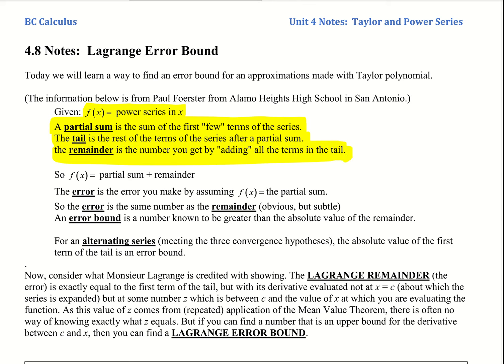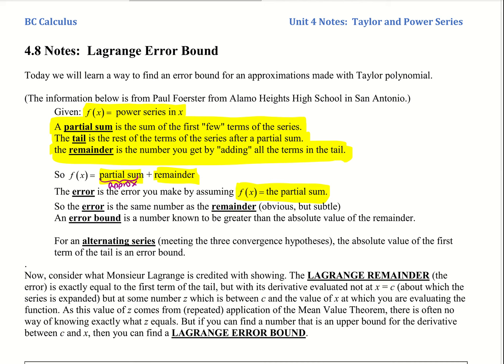Now, what we could say is that the true value of f would be the partial sum that we've got so far, plus the remainder, the sum of all of the terms in the tail. The error is the mistake, or the little bit that you're off by assuming that f of x is the partial sum. So when we talk about the partial sum, that's like our approximation. And the error is how far off we are, that approximation, from the true value of the infinite series. Now, the error is the same as the remainder because that's how far off we will be.